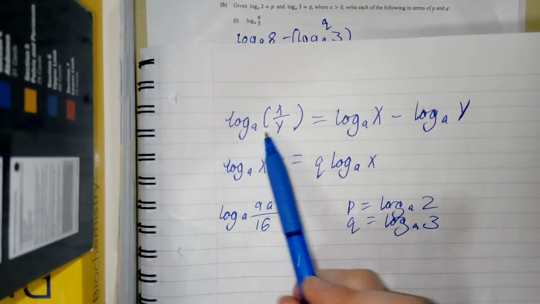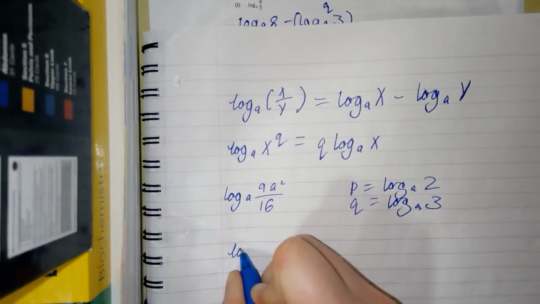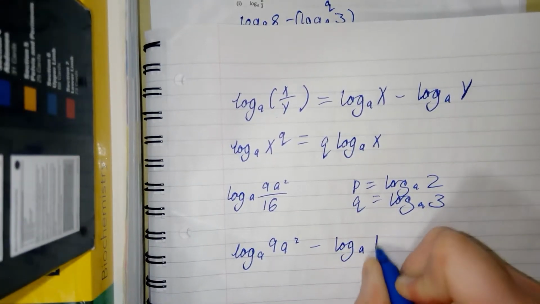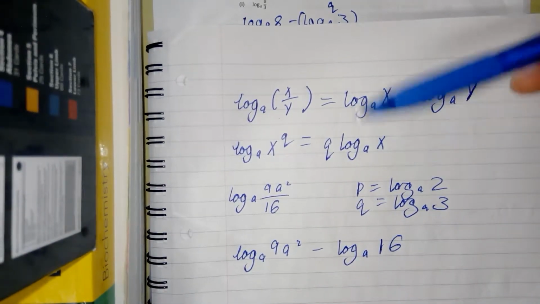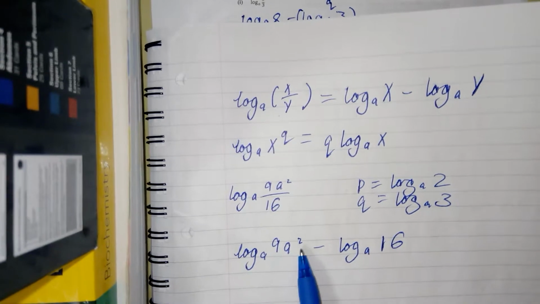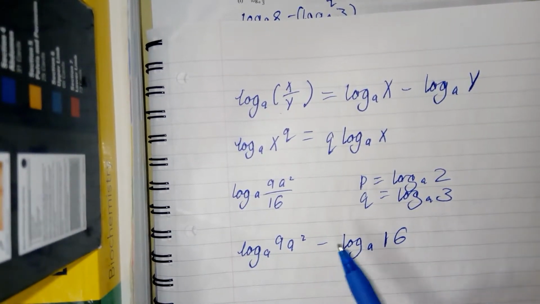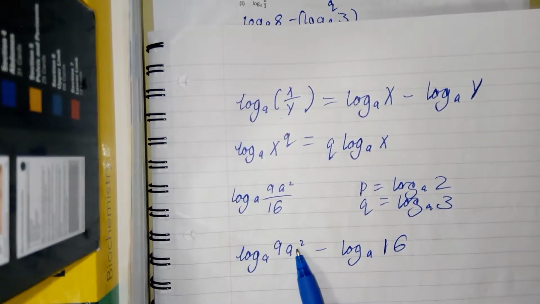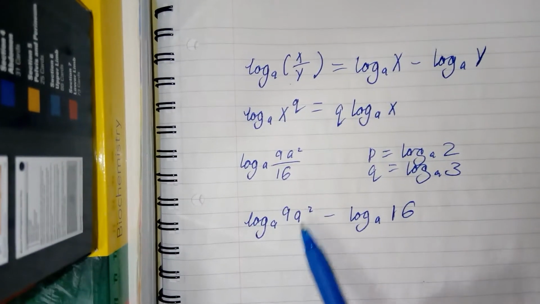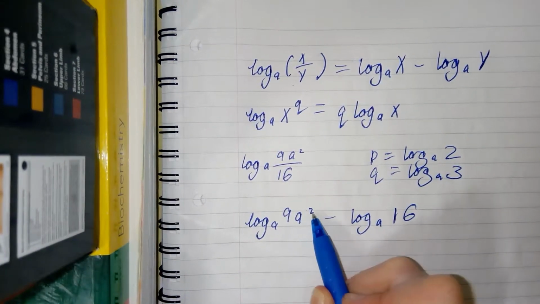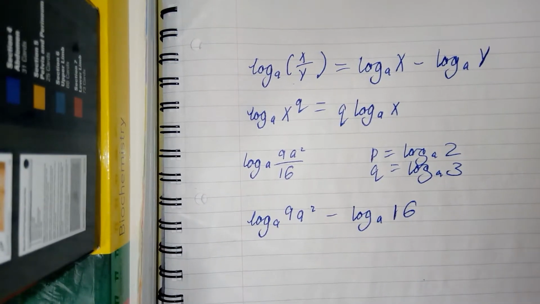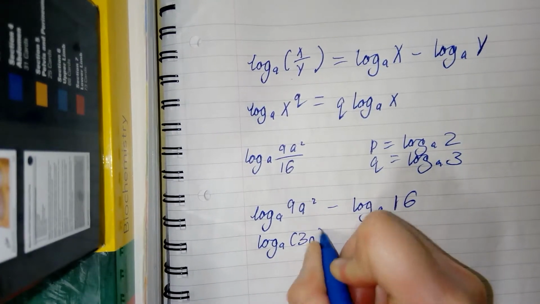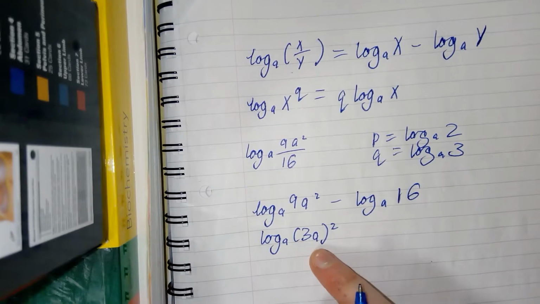We know this rule, so we can write it as one thing minus another thing: log a of 9a squared minus log a of 16. We want to write it in terms of log a 2 and log a 3. The squared is not over the 9, it's only over the a. But we can also get the square root of 9, so we could write that as log a of 3a, all squared, which would be 9a squared.